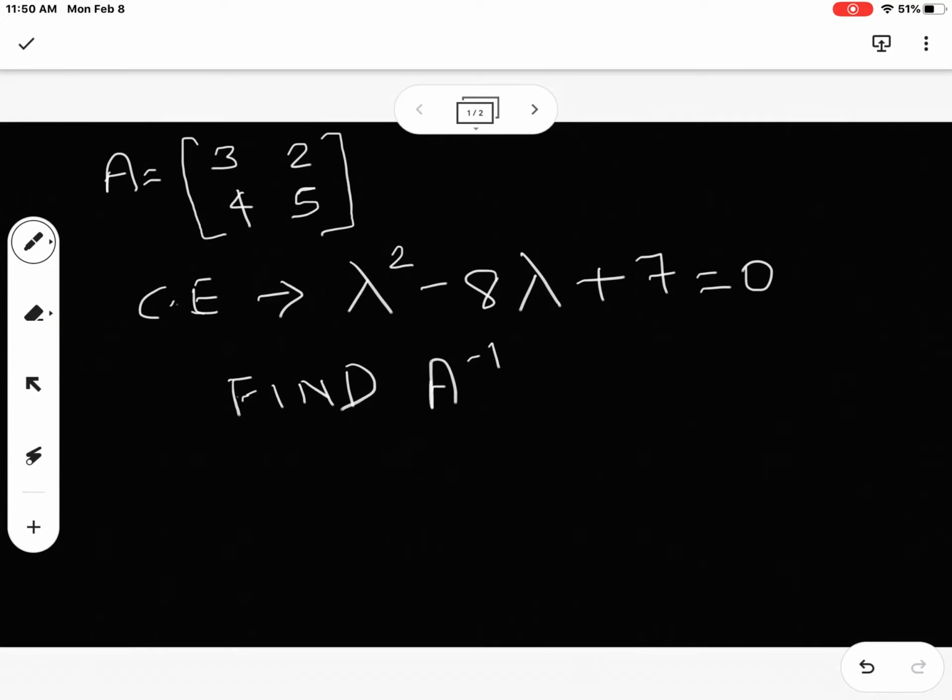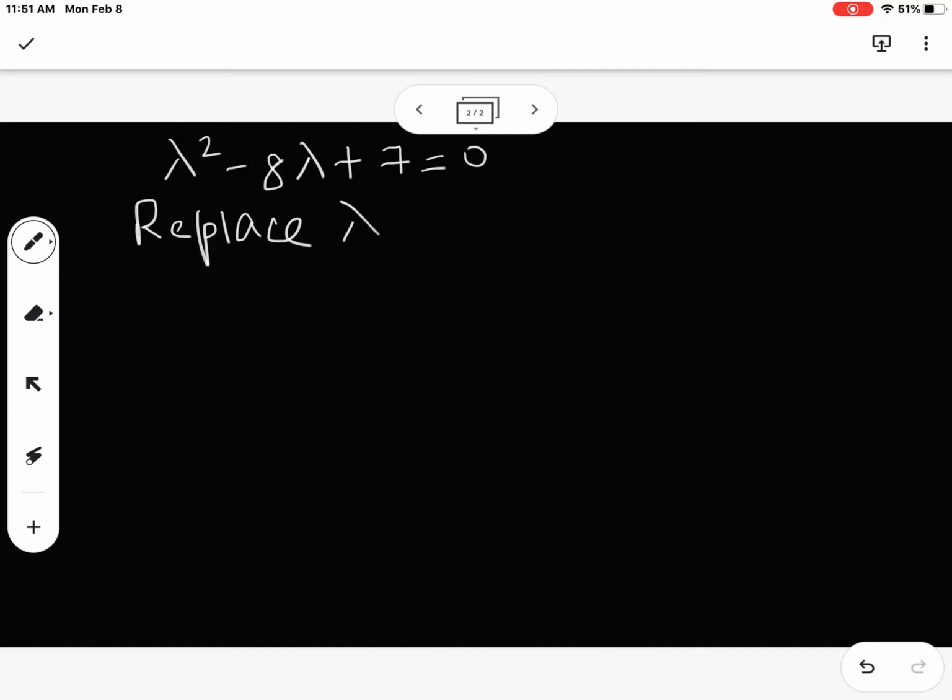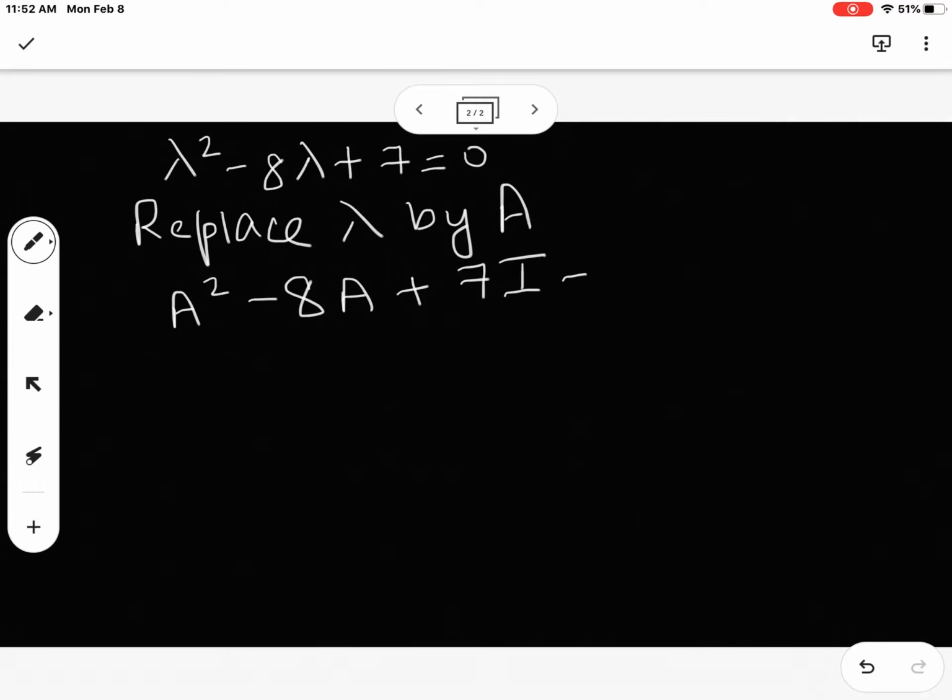So let us proceed to the next slide. So let us write down the characteristic equation again. Lambda square minus 8 lambda plus 7 is equal to 0. So what we need to do is replace lambda by A. So what does that bring you to? A square minus 8A plus 7I is equal to 0, where I is the unit matrix.